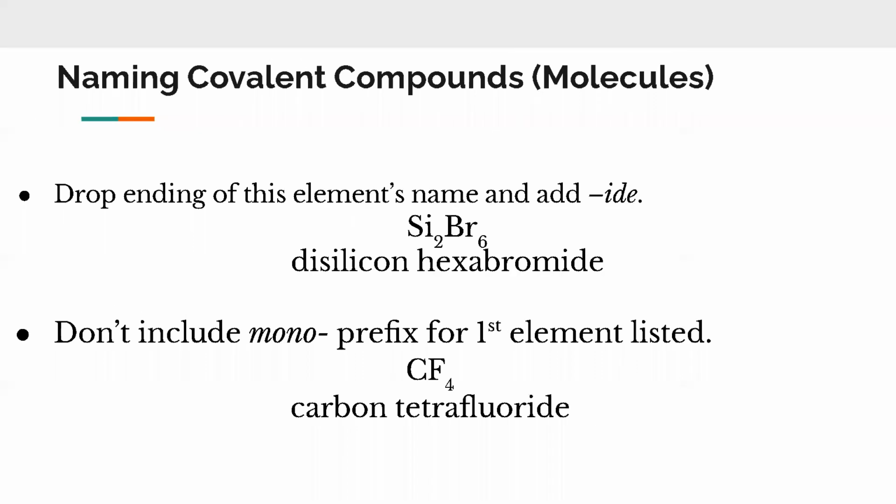So for example, Si2Br6. There's 2 Si's, right? So it's disilicon. And then there's 6 Br, so it's hexabromide. And at the end, you always add -ide. So it's hexabromide instead of bromine. Does that make sense? Because there's 2, so it's di, and here there's 6, so it's hexa. You basically just add the prefixes and that's it.